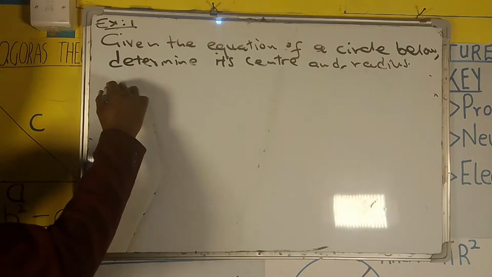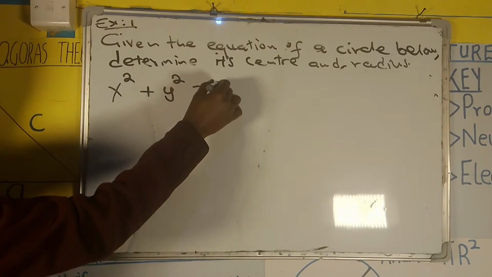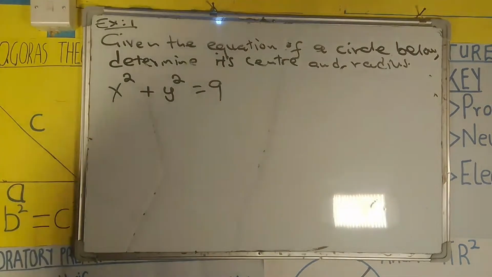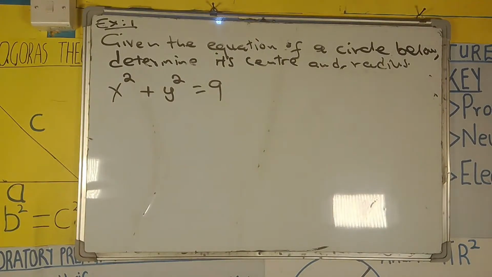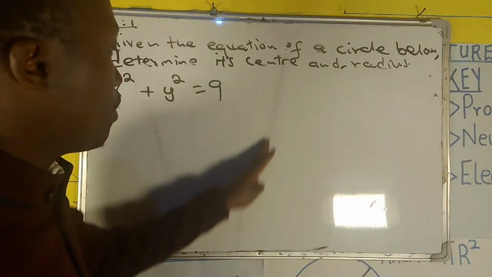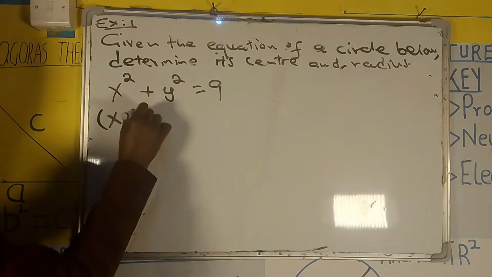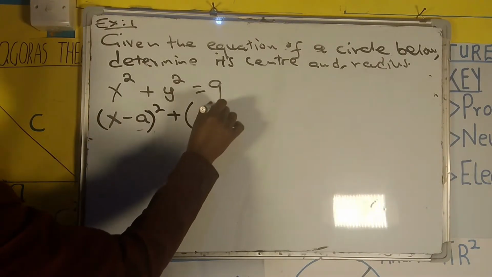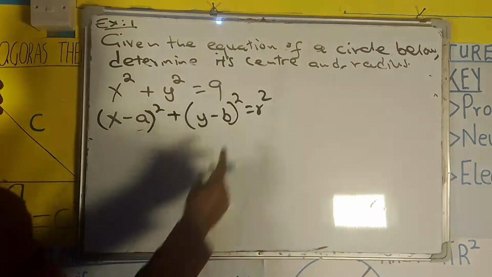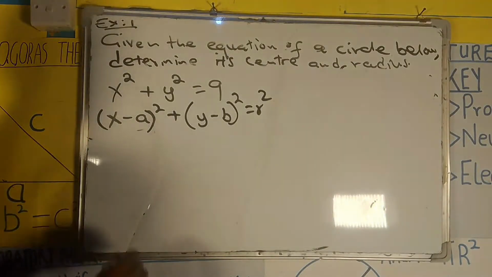So this is our equation. X squared plus y squared is equivalent to 9. With such, we know that the general equation of a circle is x minus a squared plus y minus b squared is equal to r squared. So with that in mind, we are going to come here.